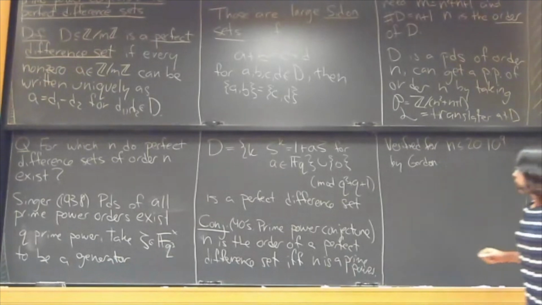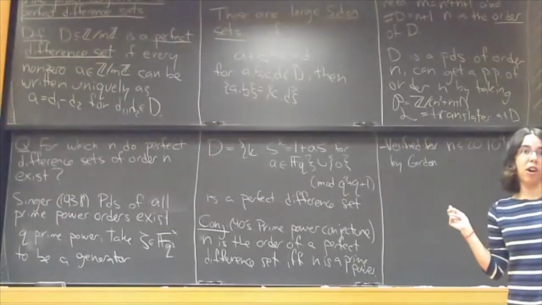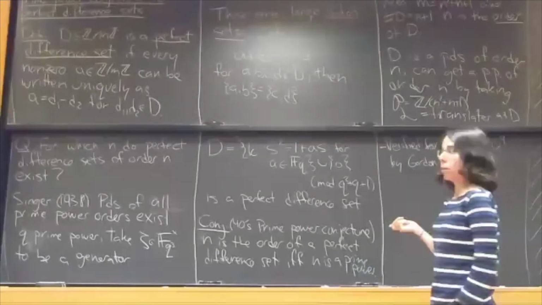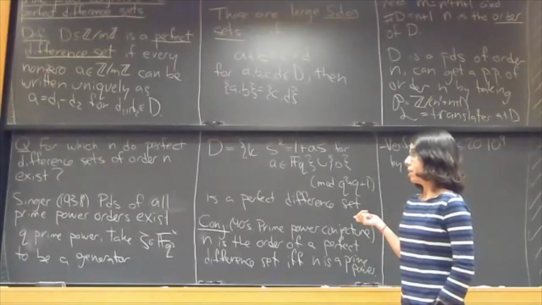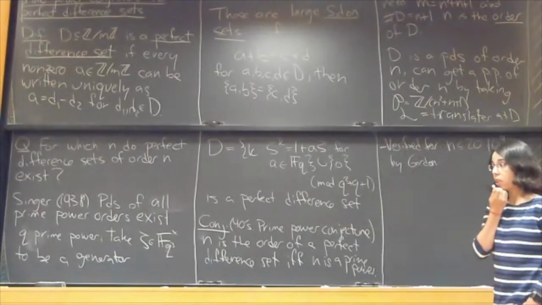And are all these of order q supposed to be the kind you wrote on the board? So that's a conjecture of Singer. And I think that's only been checked up to maybe 100. I'll say a little bit more about that later.